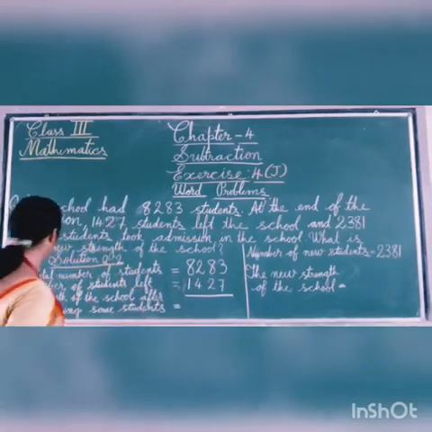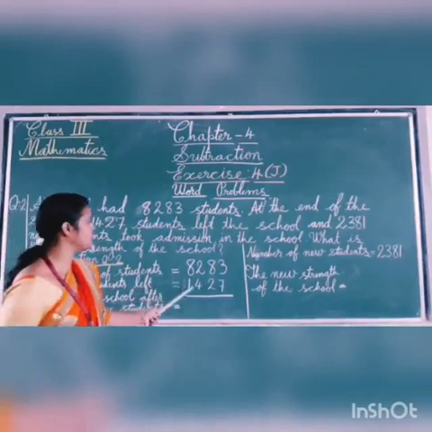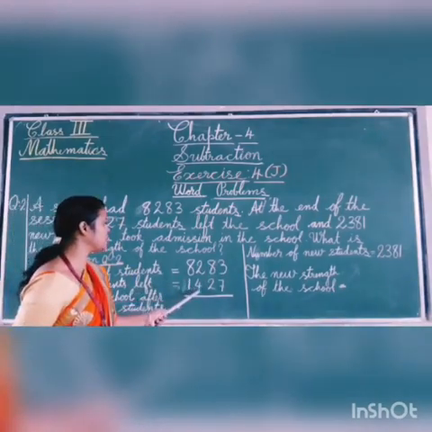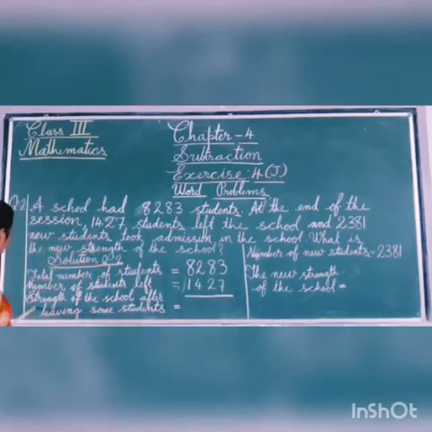8,283. And number of students left. Number of students left is equal to 1,427. अभी हमको क्या करना है? Strength of the school after leaving some students.